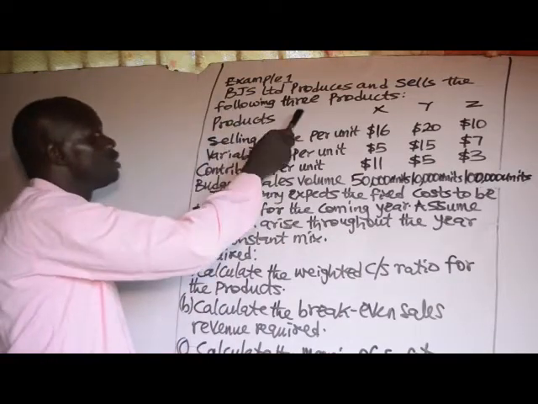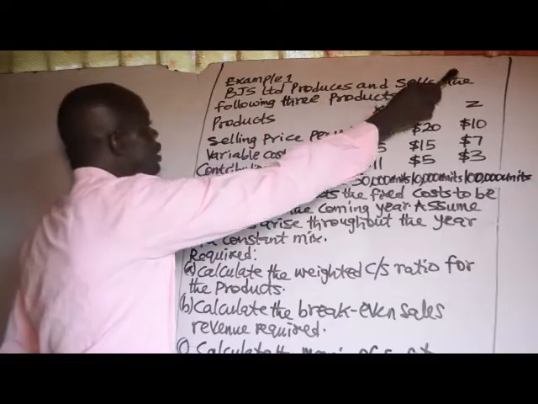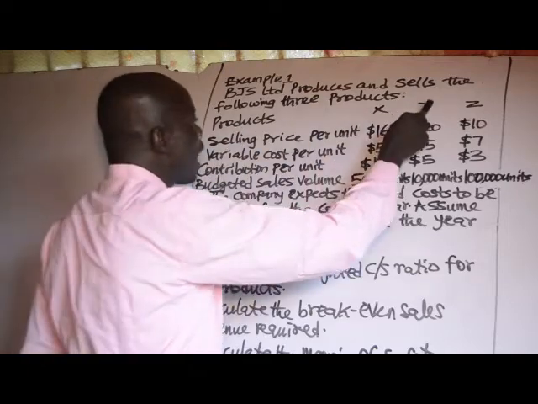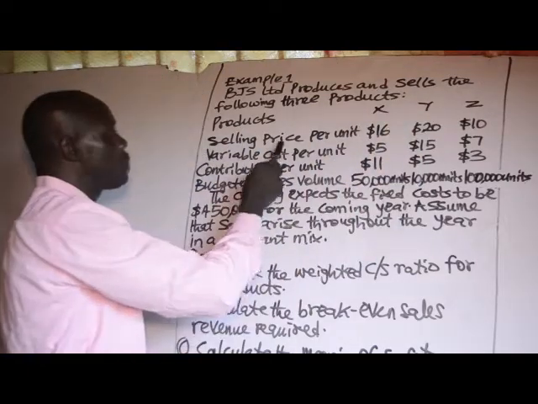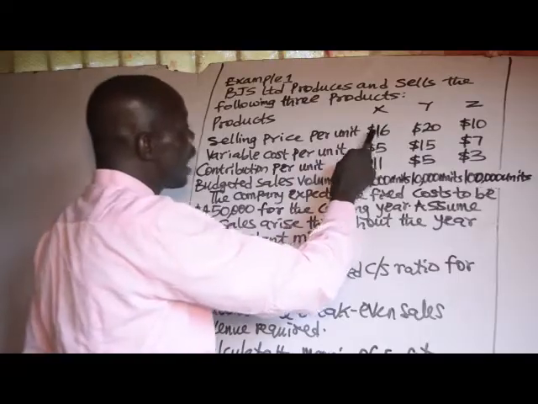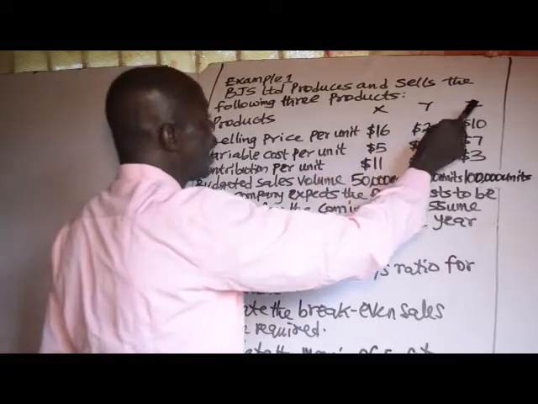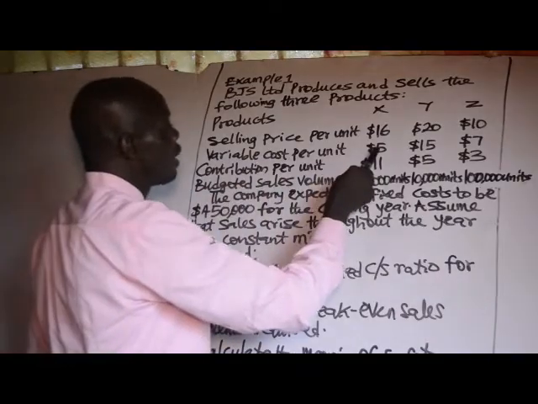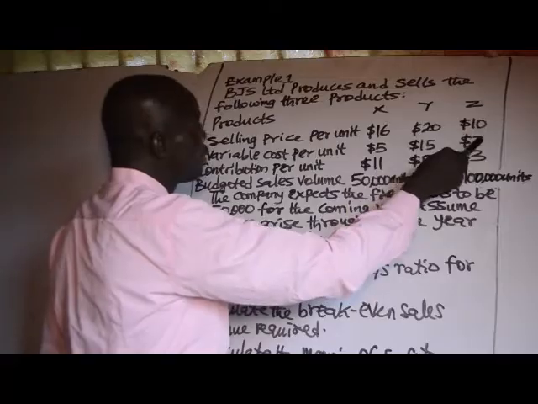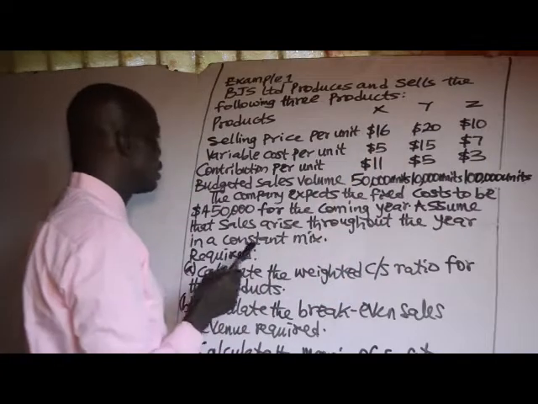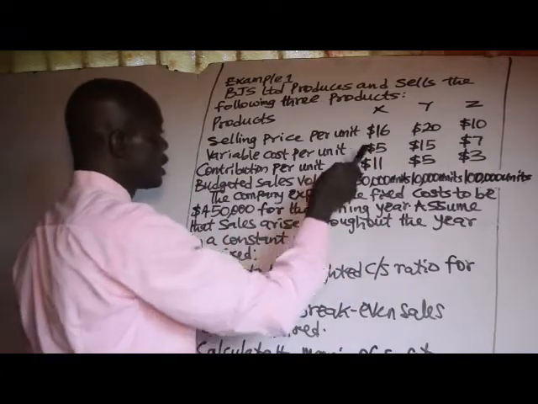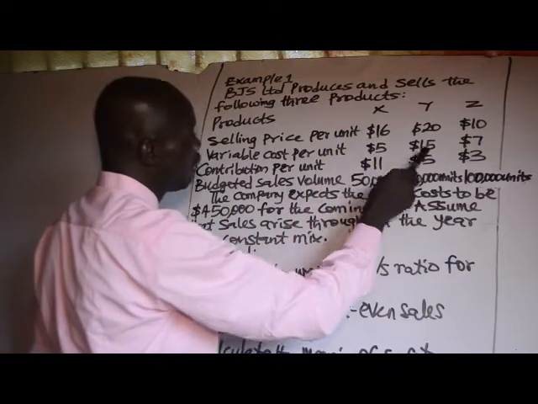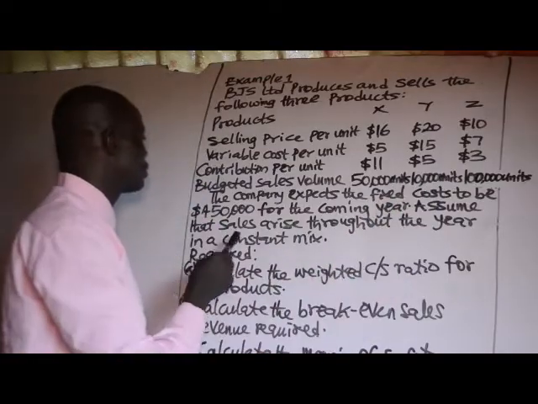BJS Limited produces and sells the following 3 products: X, Y, and Z. The selling price per unit is $16, $20, and $10. Variable cost per unit is $5, $15, and $7 for X, Y, and Z respectively. Contribution per unit, that is the difference between selling price and the variable cost, is $11, $5, and $3.